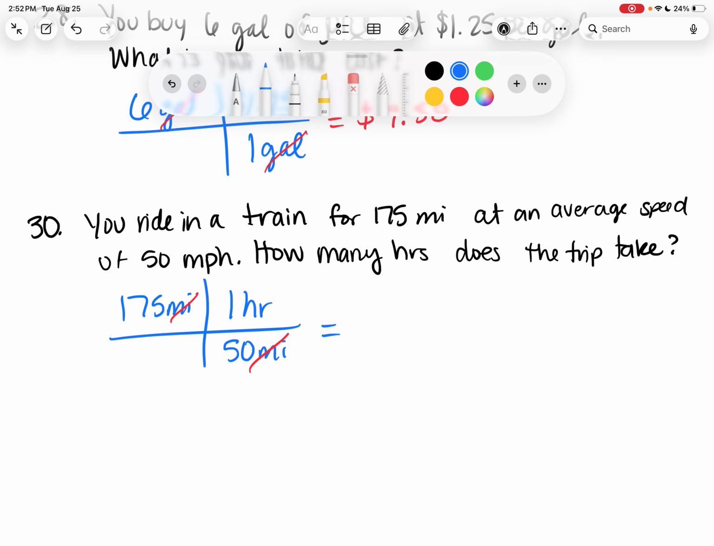You can either write 3.5 hours, or you can write 3 hours and 30 minutes. Either way is fine. But we have that extra 25 over 50 to give us the 1/2 of the hour there. Questions on those before we move to the next thing?